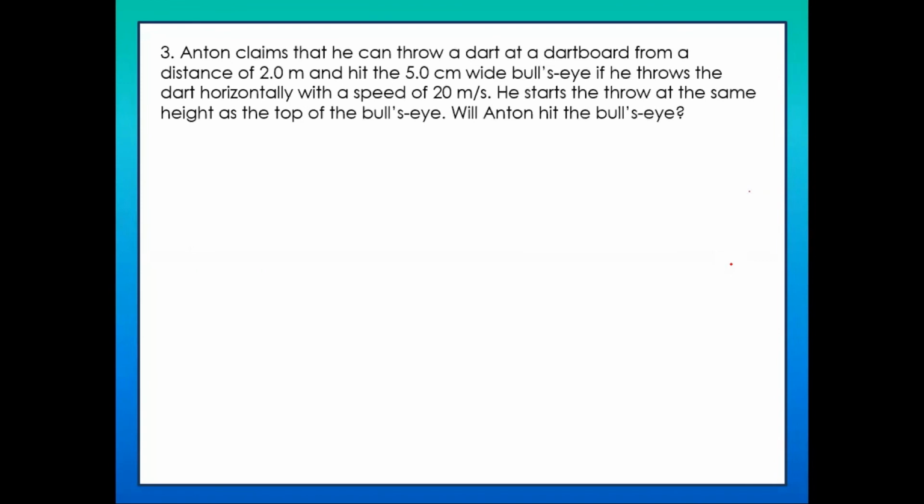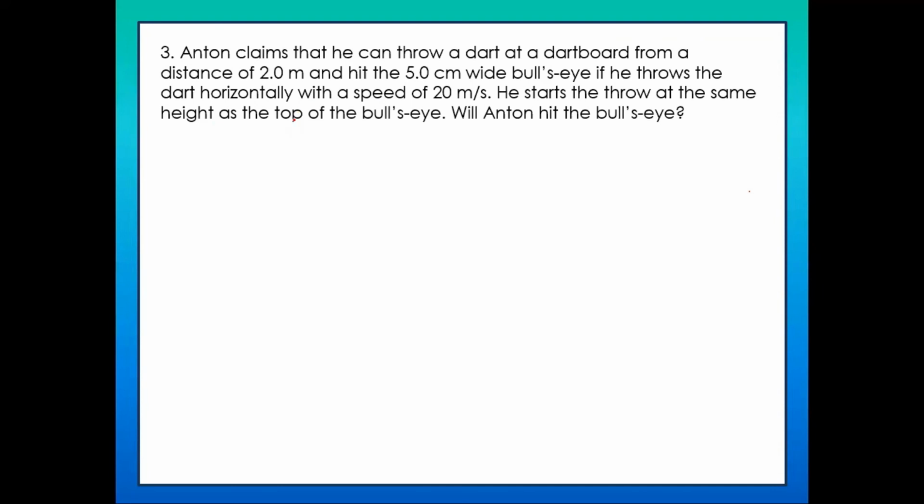Anton claims that he can throw a dart at a dartboard from a distance of 2.0 meters and hit the 5.0 centimeters wide bullseye if he throws the dart horizontally with a speed of 20 meters per second. He starts the throw at the same height as the top of the bullseye. Will Anton hit the bullseye? So that's the problem that we have to solve in terms of horizontally launched projectile.